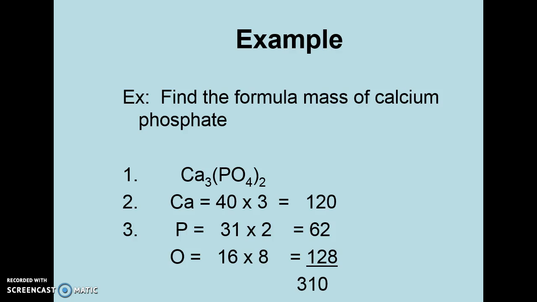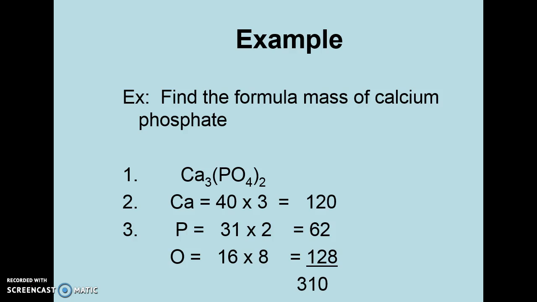Here's an example. We're finding the formula mass of calcium phosphate. So calcium phosphate is an ionic compound, and therefore we call it the formula mass. Calcium has a mass of 40 on the periodic table, pretty close to 40, so we round it to 40, and there are 3 atoms of it, so we multiply by 3.